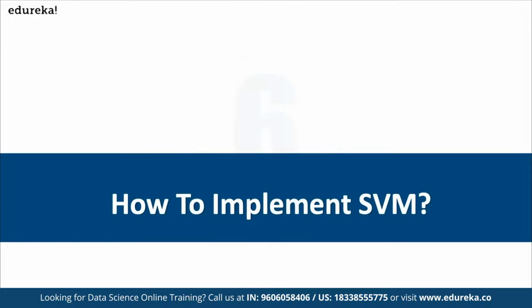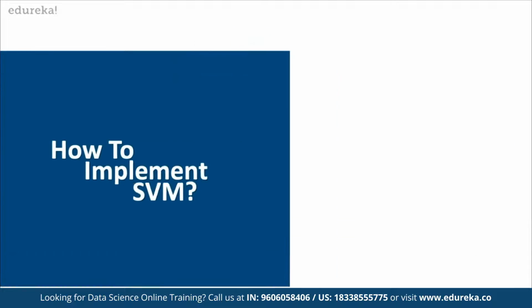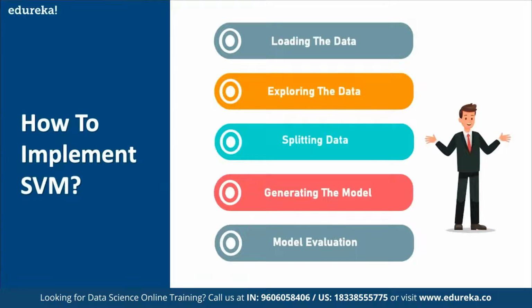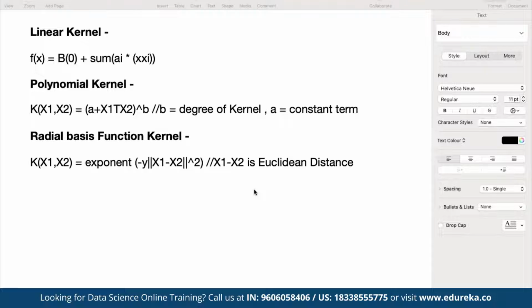Now, in terms of how to implement SVM, first of all we have to load the data, explore the data, split the data, and then generate the model, and then we also have to evaluate the model. As we discussed, in case you have been confused, linear is simply the dot product between any two given observations. The product is between two different vectors, simply the sum of multiplication of each pair.